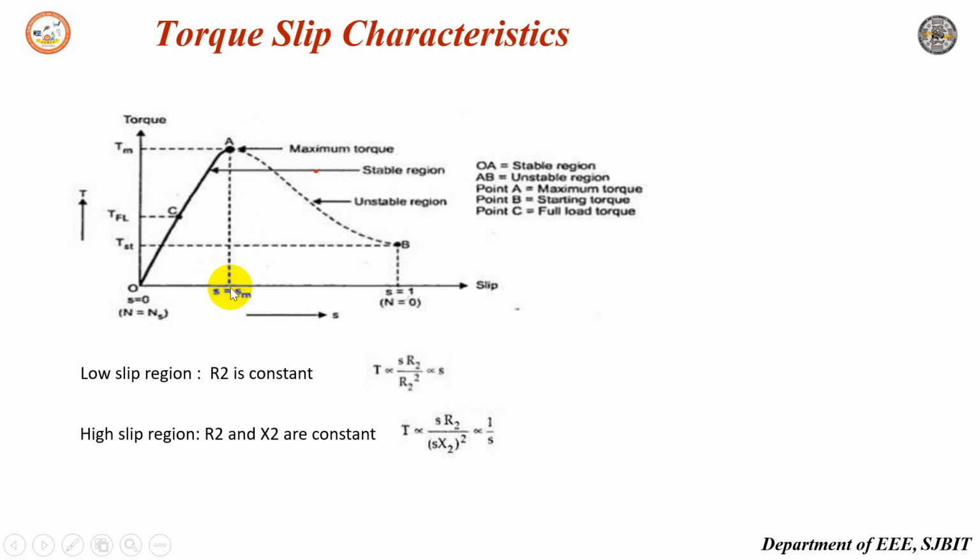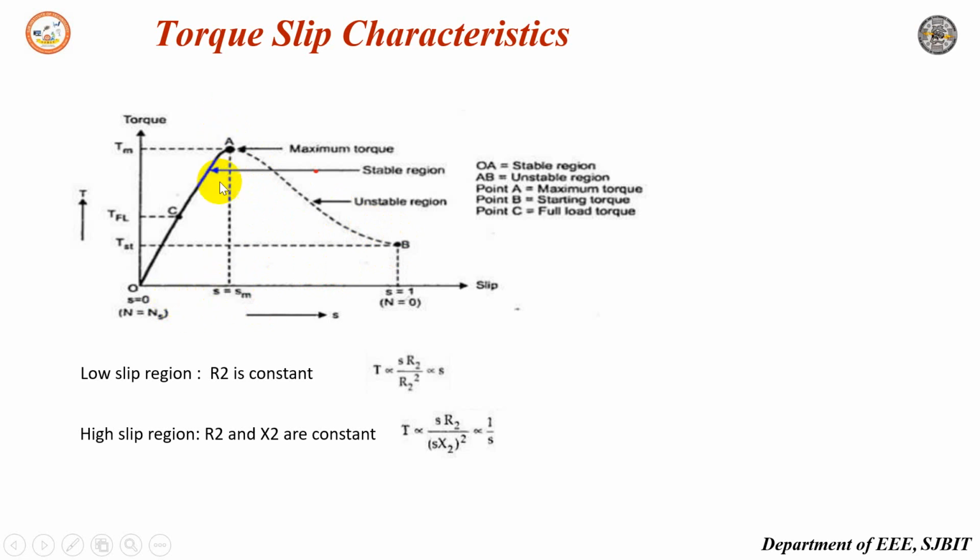The linear characteristics of the torque and slip would be up to maximum slip, that is S equal to Sm. Beyond this, if the load is increasing, the motor slip acts dominantly, it increases, and the characteristic takes the shape of a rectangular hyperbola.